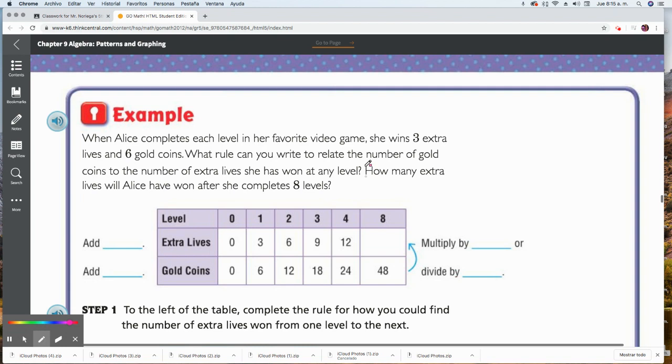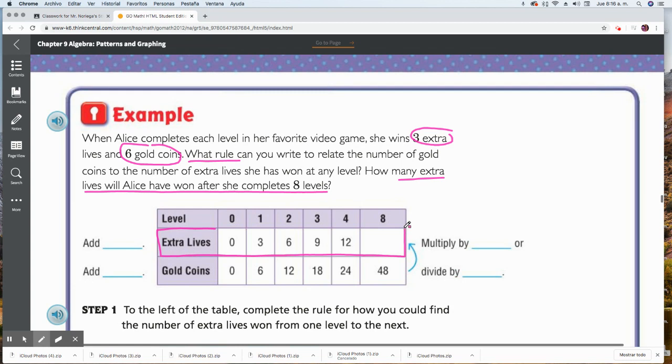Okay, so we need to find 2 pieces of information here. The rule, and how many extra lives will Alice have won after she completes 8 levels? So again, we are relating the number of coins with the number of extra lives. So basically, what happens to the number of lives to get the number of coins? First thing that we're going to do is focus on this row right here, which is the extra lives.